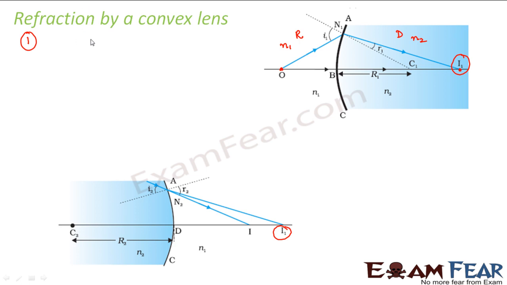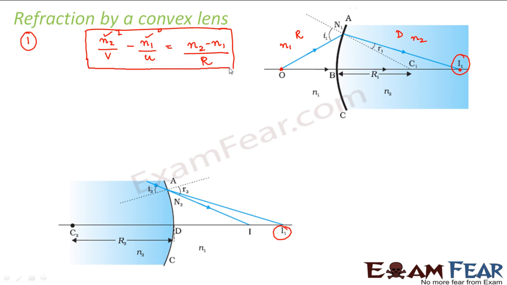We have already derived an expression for refraction by a spherical surface. What was that expression? It was N2 by V minus N1 by U is equal to N2 minus N1 by R, where R is the radius of curvature of the spherical surface, N1 is the refractive index of the medium where the object is located, N2 is the refractive index of the medium where the image is located, and U and V are the object distance and image distance respectively. Now we will make use of this expression in this case.